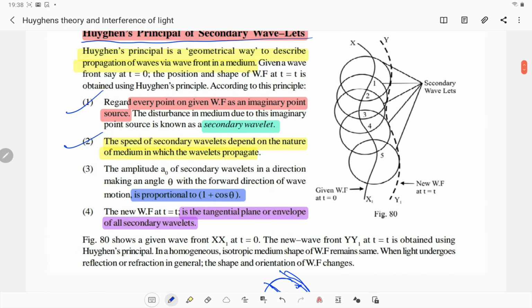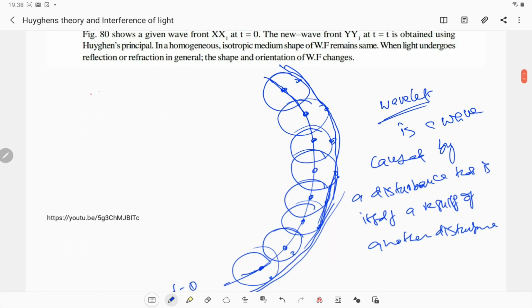And the second point: the speed of secondary wavelets depends on the nature of the medium in which the waves propagate. See, these wavelets travel with the speed of light, or it depends on the medium properties. It depends on the medium. This is the second point. See, this is a forward wavefront. If you draw all the envelopes in the backward direction also, this is a backward wavefront. But here we consider only the forward wavefront.